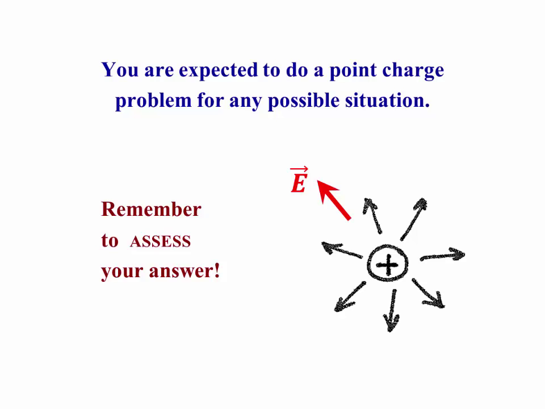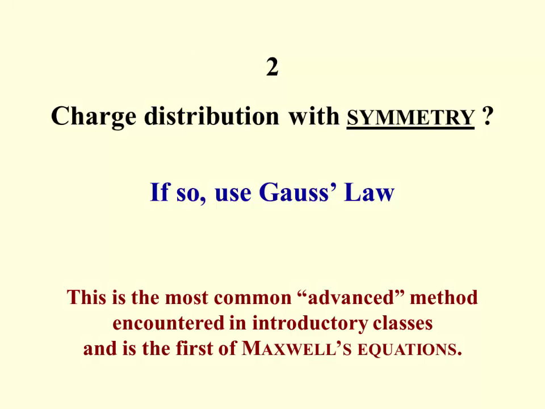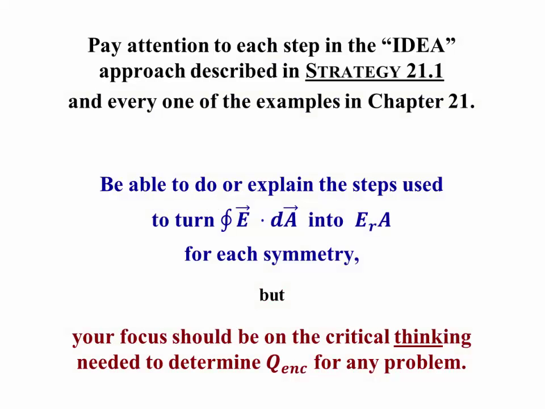Does, for example, the electric field point away from a positive charge like shown here, or point towards a negative charge? Second, is it a charge distribution? And if so, is it a distribution with symmetry? That case can be attacked with Gauss's law. This is the most common advanced method encountered in introductory classes, and it's also the first of Maxwell's equations.